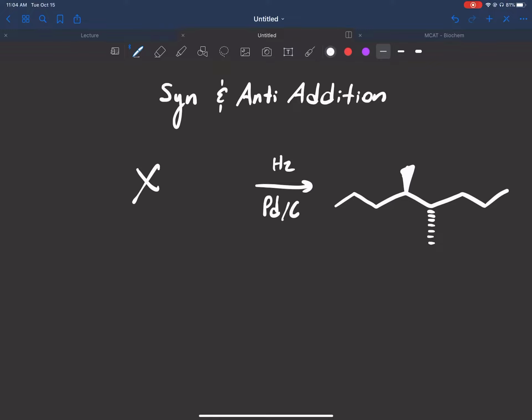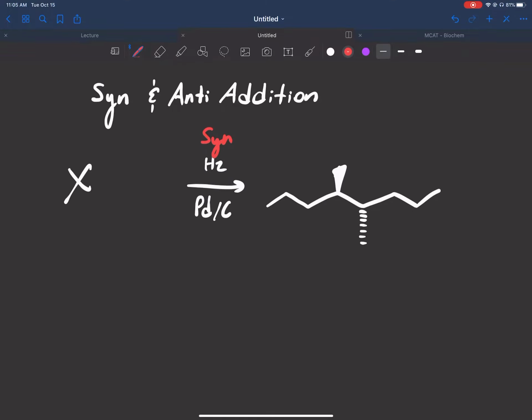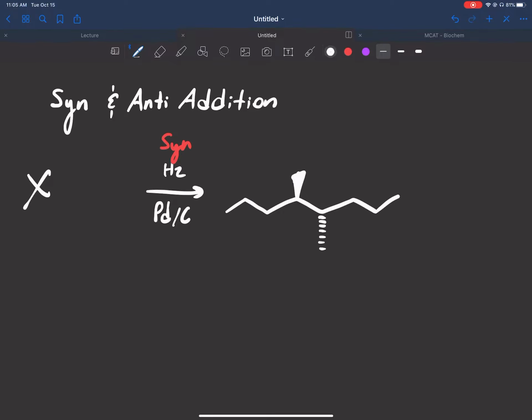So you know that H2PDC is going to be syn addition, so the hydrogens must be on the same side, right? It must be either wedged or dashed, both of them. And so let's think first where the hydrogens probably added. You can see that it was probably going to be added to these two carbons right there. Okay. And so what we're going to do is we should draw in the hydrogens. Okay. And so let's make these hydrogens blue.